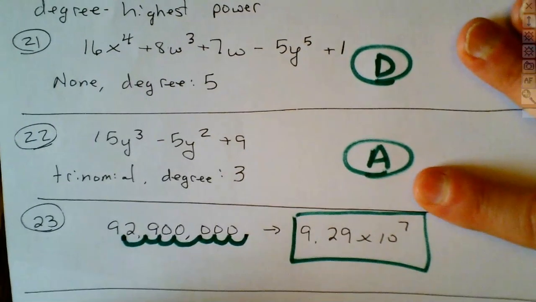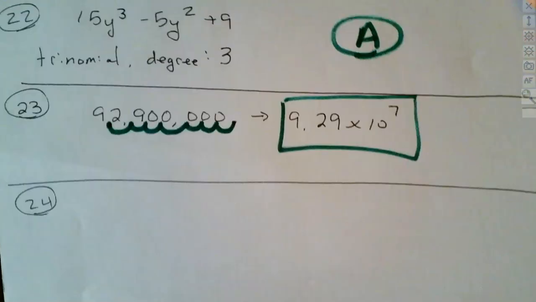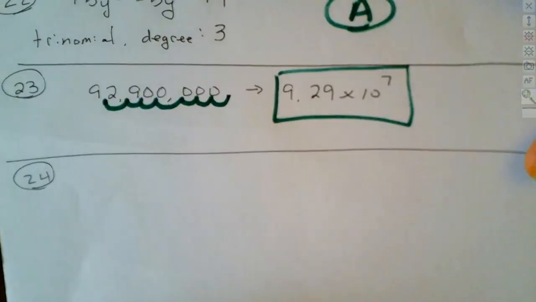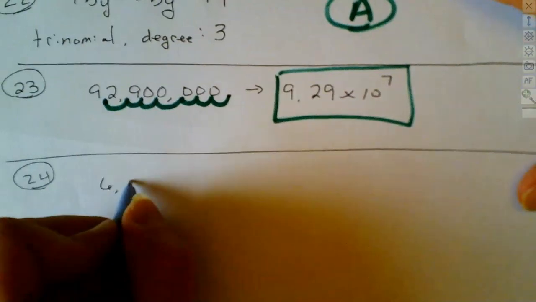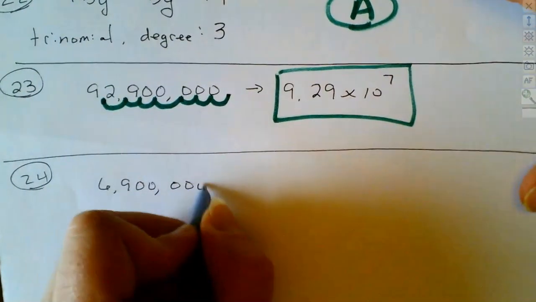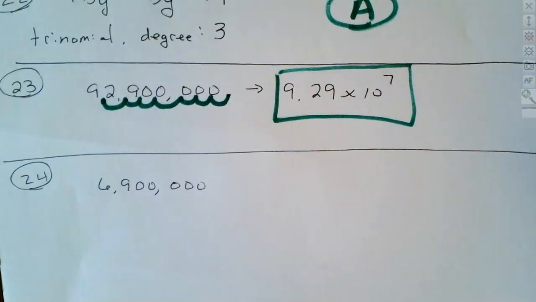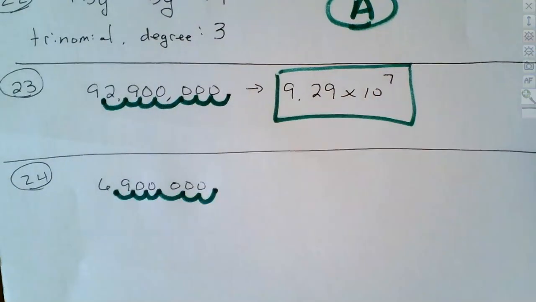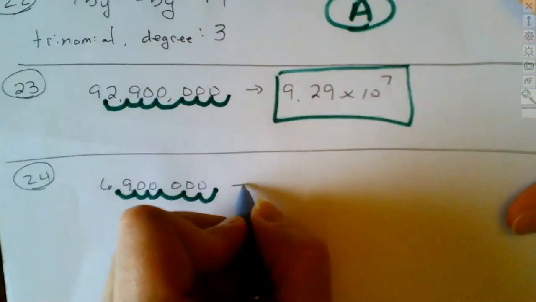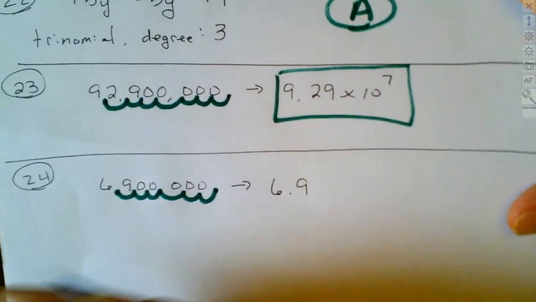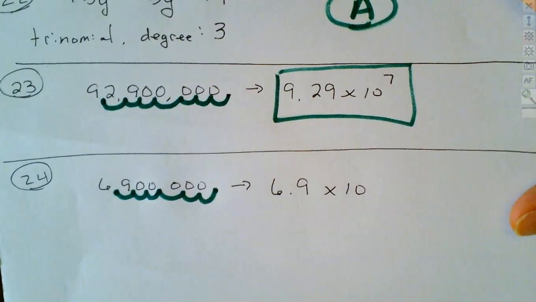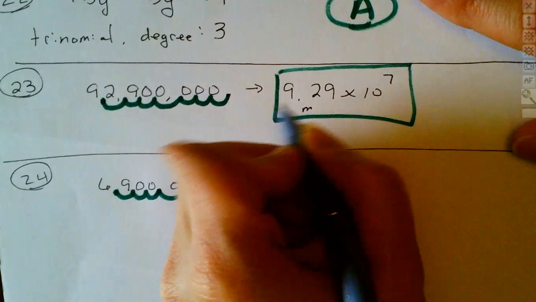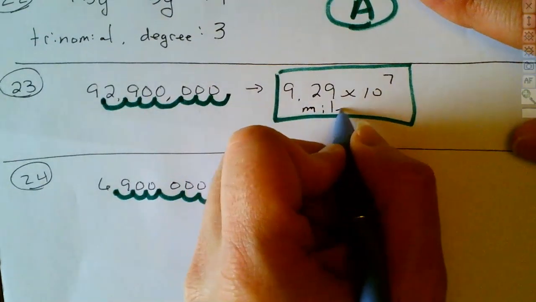2 more questions. 24. 24, we've got 6,900,000. And we want to rewrite this in scientific notation. So here's my decimal. We go 1, 2, 3, 4, 5, 6. And that gives you then 6.9 times 10 to the 6th power. And by the way, question 23, we would go ahead and label this in terms of miles. All right, so we'll put miles there.